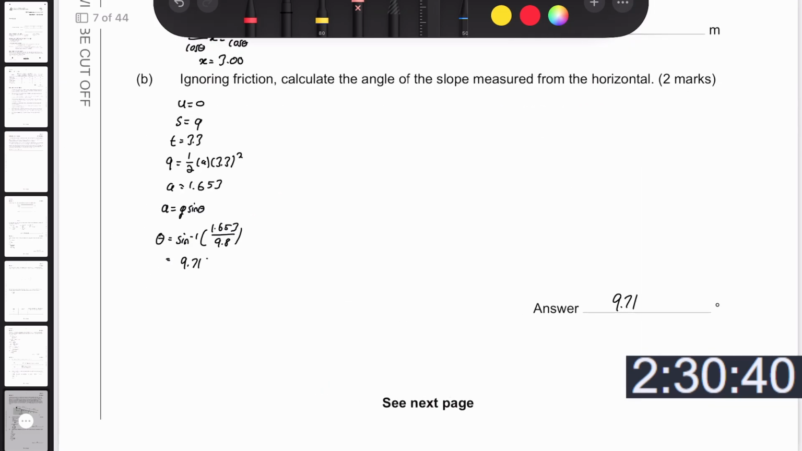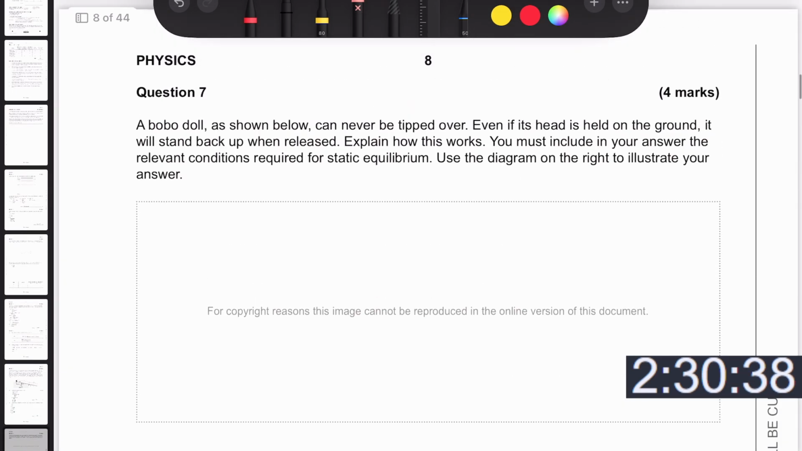I feel like, did I spend 10 minutes on that? Jesus. A bobo doll as shown below can never be tipped over. Even if its head is held on the ground, it will stand back up when released. Explain how this is possible. Now I have to get this out. A bobo head. Okay, I'm gonna pause the timer while I bring it up, but it shouldn't take too long.